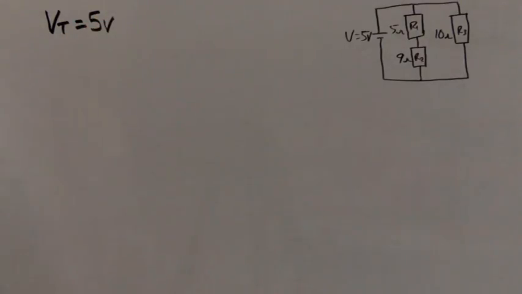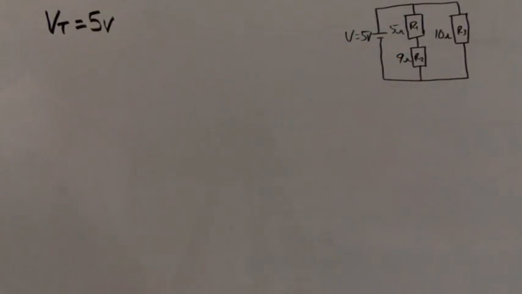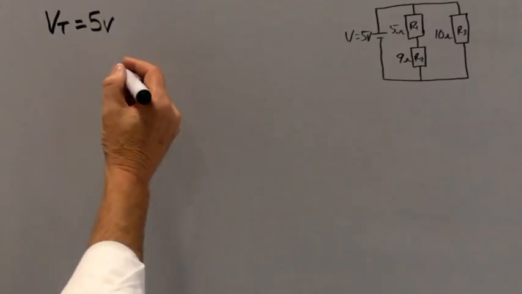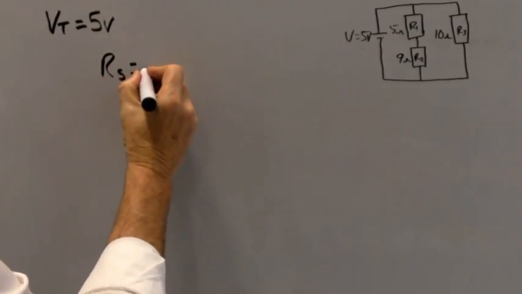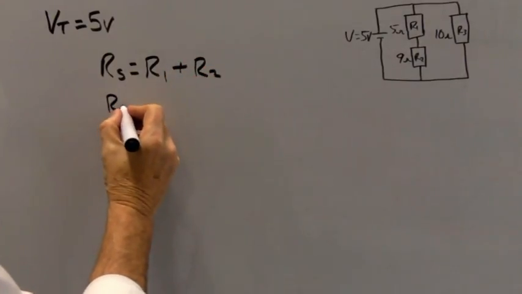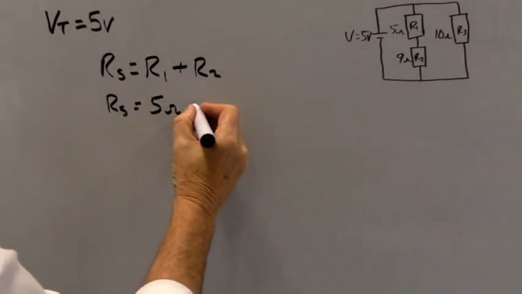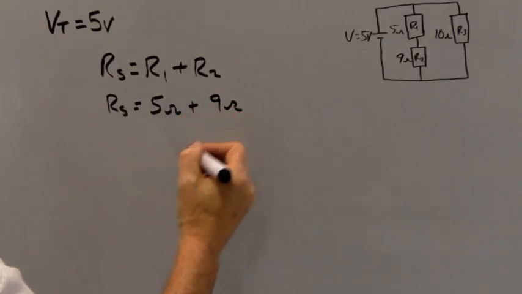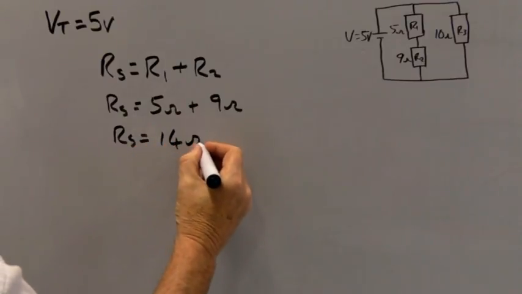Okay, so I now need to find the total resistance of the circuit, or the equivalent resistance of the circuit. The first part that I'm going to do is the resistances that are connected in series. I have a 5 and a 9 ohm resistance in series. For a series resistance, I'll call that RS. RS equals R1 plus R2. So RS equals 5 ohms for R1 and 9 ohms for R2. Therefore RS equals 14 ohms.